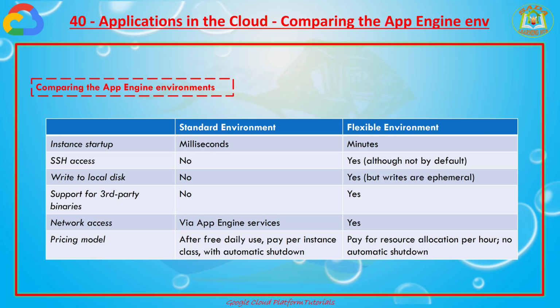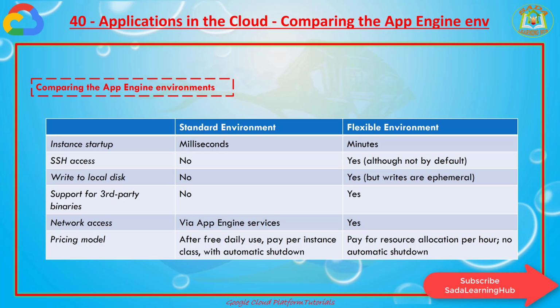Now I categorized the differences into these categories: instance startup and SSH access, write to local disk, support for third-party binaries, network access, and pricing model. I'm going to discuss each and every category and what exactly the difference is.